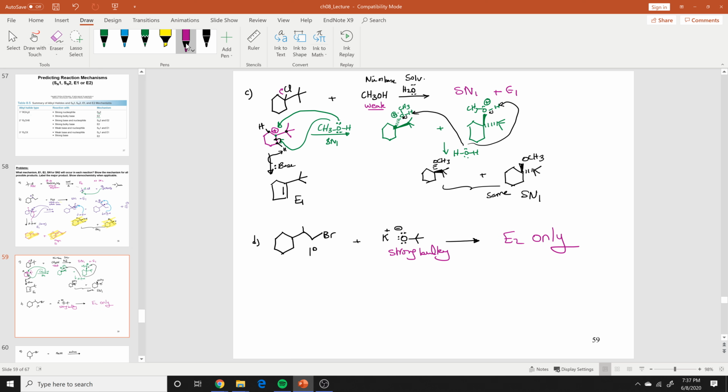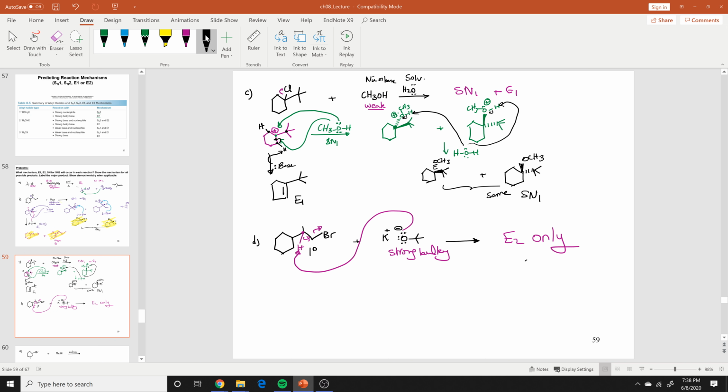So the base is going to come. This is the idea over here. The base is going to take my beta hydrogen, form a double bond, and the bromine is going to leave. I don't worry about stereochemistry unless I have a cyclohexane, then I need the hydrogen and the halogen to be trans-diaxial with respect to each other. Other than that, I don't care about stereochemistry. Just make the base take the hydrogen, form a double bond, and the bromine leave.